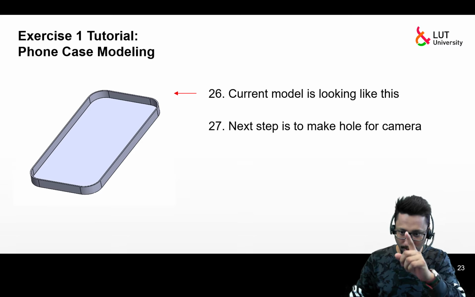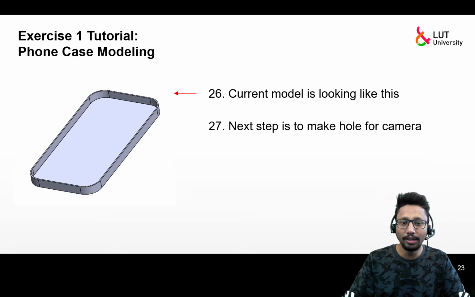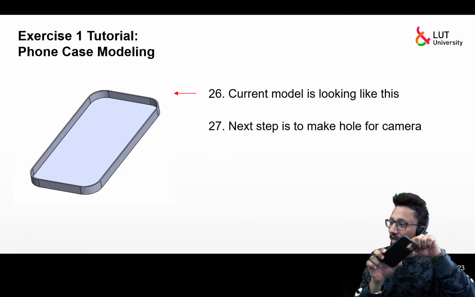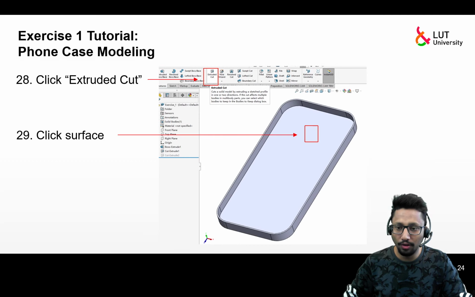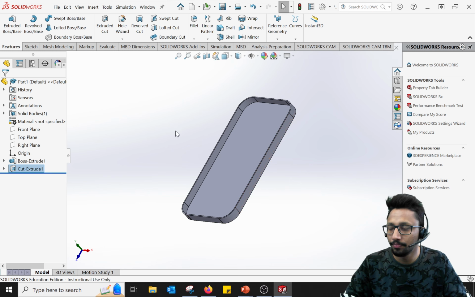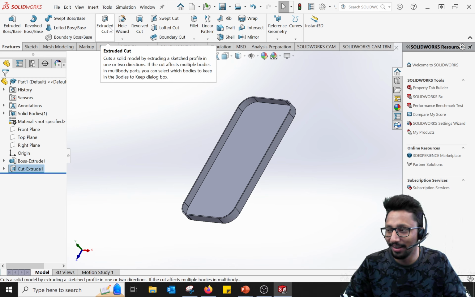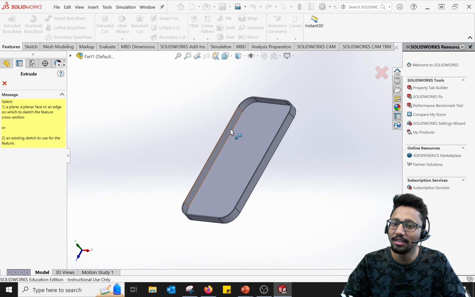Okay, perfect. So exactly, even our model is looking exactly like this. Now we need to make a hole for the camera. In order to make a hole for the camera, let's go back to our model. We need to click on cut, extruded cut again.